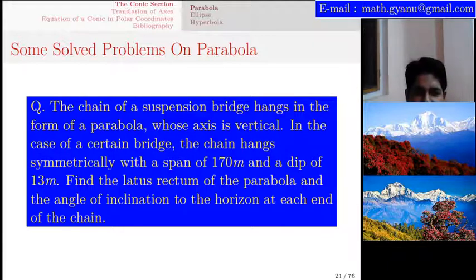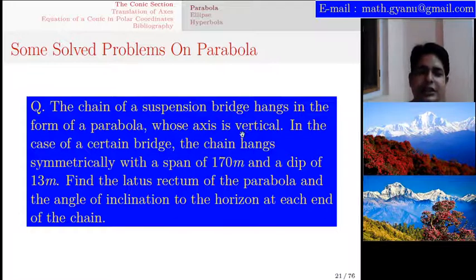Now another problem is here. The chain of a transmission bridge hangs in the form of a parabola whose axis is vertical. In the case of a certain bridge, the chain hangs symmetrically with a span of 170 meter and a depth of 13 meter. Find the latus rectum of the parabola and the angle of inclination to the horizon at each end of the chain.